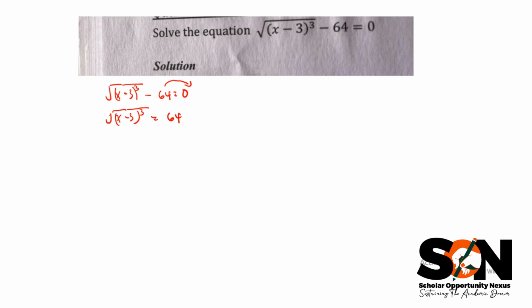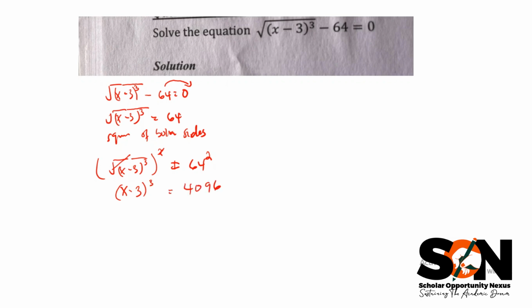Then after that, we take the square of both sides. That will give us square root of x minus 3, all cubed, all squared, equal to 64 squared. Then this square will now take care of the square root. Then you have x minus 3, all cubed, equal to 64 squared, which is 4096.